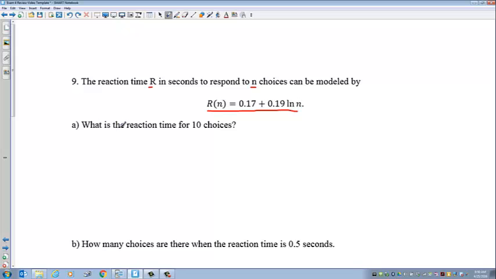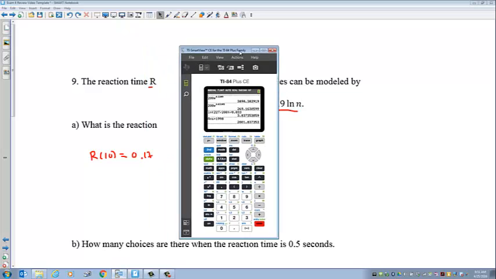So if you said right here, what is the reaction time for 10 choices? You have to figure out what to plug into. Is n reaction time or is n choices? Here, R is reaction time and 10 is the number of choices, so you plug in for n. So this is basically saying crunch R of 10. And so that's going to be equal to 0.17 plus 0.19 ln of 10. And that's approximately, and so you take out your calculator, and we're going to crunch this.